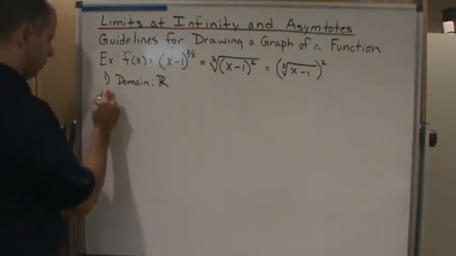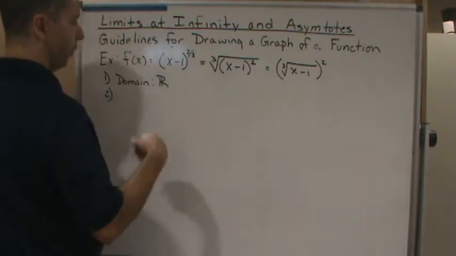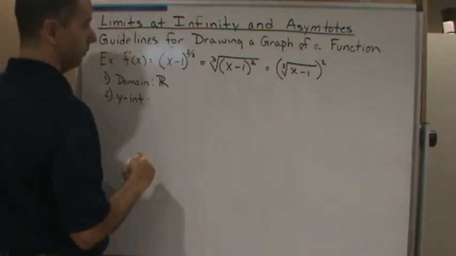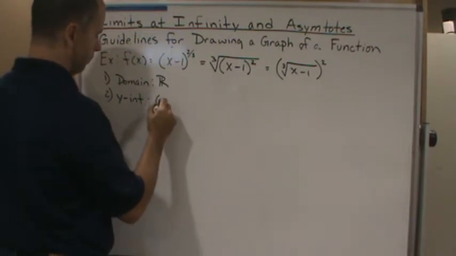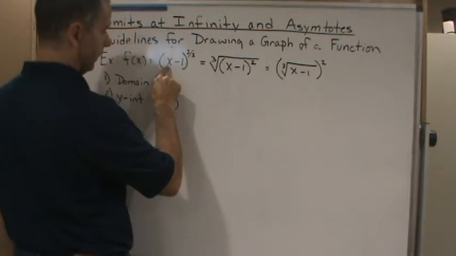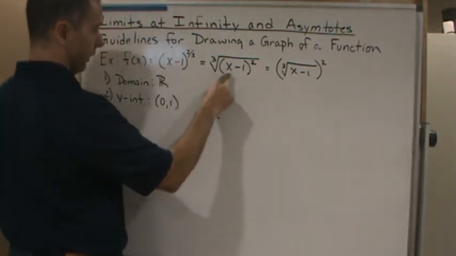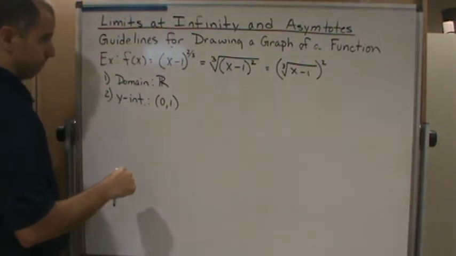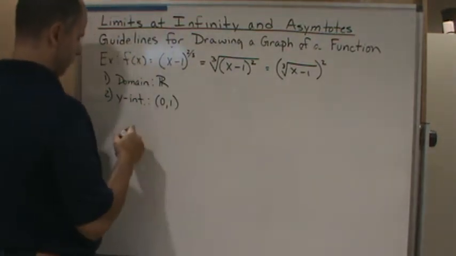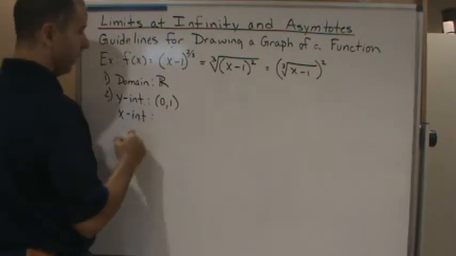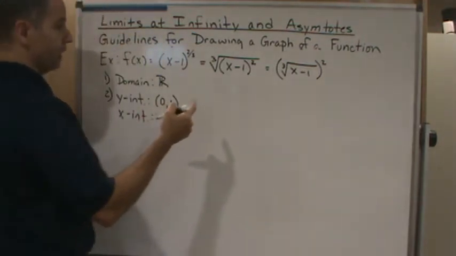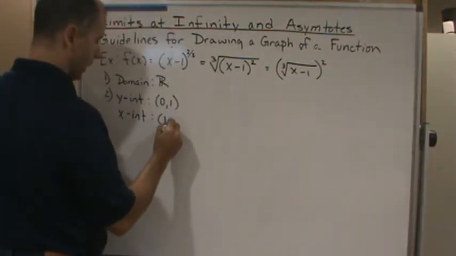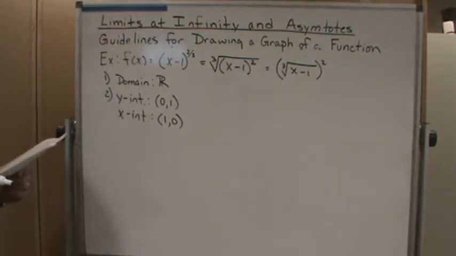Now step two, we're going to look for x and y intercepts. Obviously the y-intercept is at (0, 1), because when x is 0, we get negative 1 squared, which is positive 1, and the cube root of 1 is 1. The x-intercept is when this is equal to 0, and the only time that happens is if x is equal to 1. So it's (1, 0).